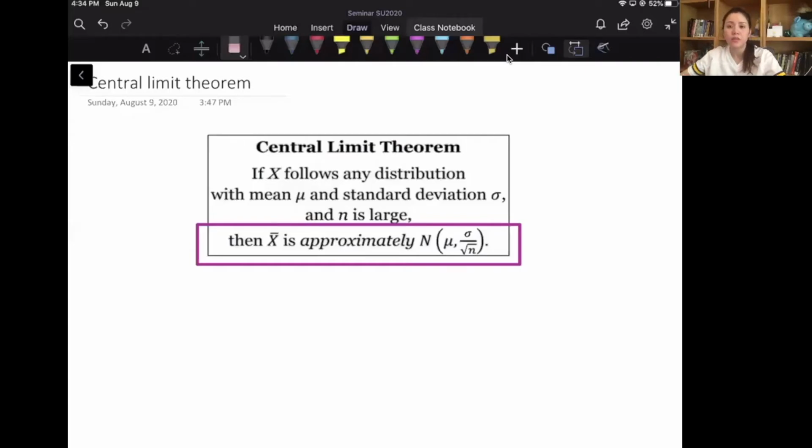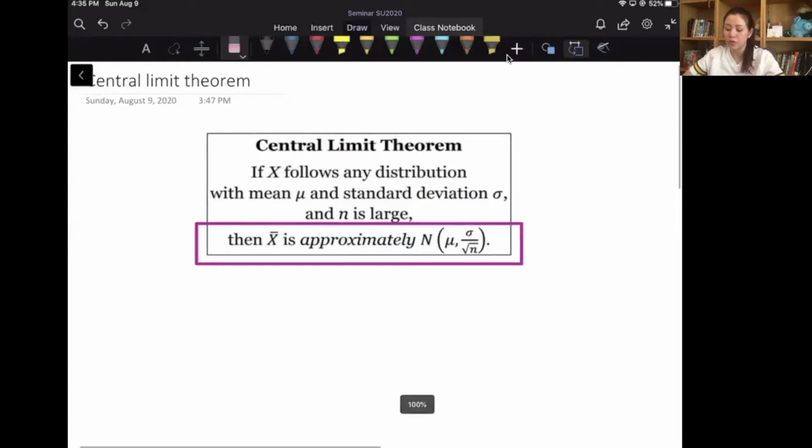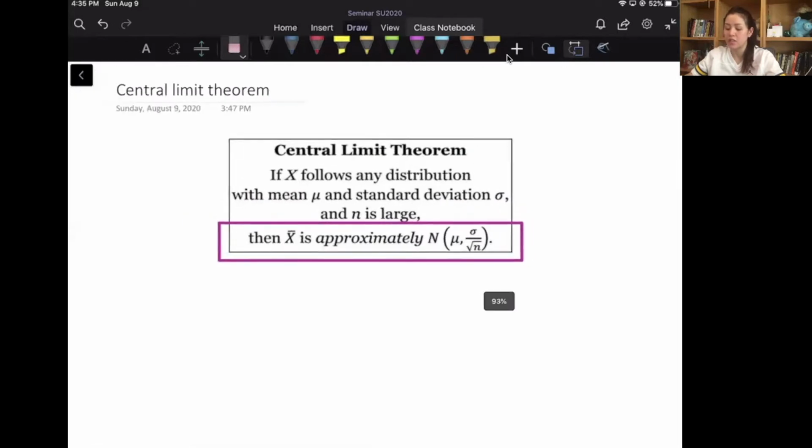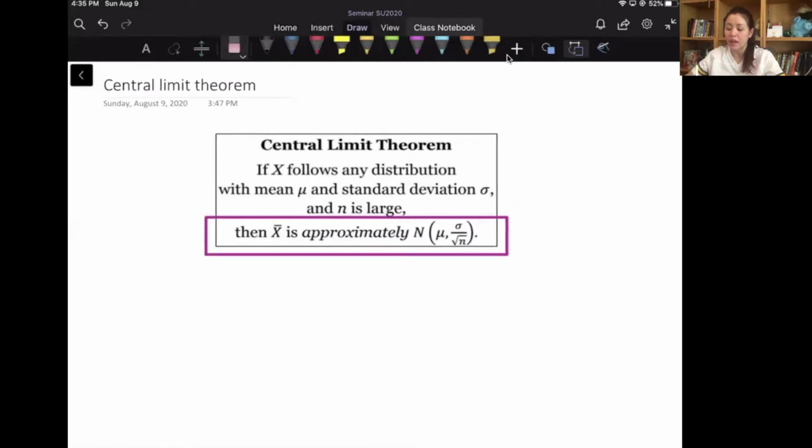Central limit theorem is probably one of the most important results in statistics, if not mathematics. What it says is that if I have a population X that follows any distribution at all, it could be uniform, it could be bimodal, it could be skewed left or skewed right, doesn't matter, any distribution at all, with a defined mean mu and a population standard deviation sigma, and n is sufficiently large. Usually, how large is large enough? Usually, we use a sample size of 25.